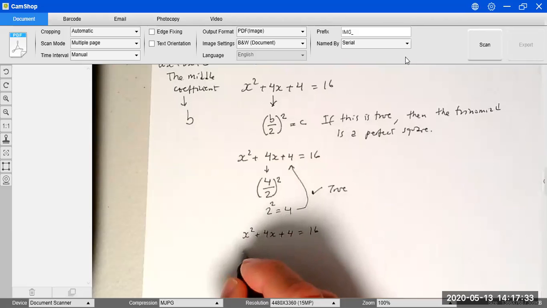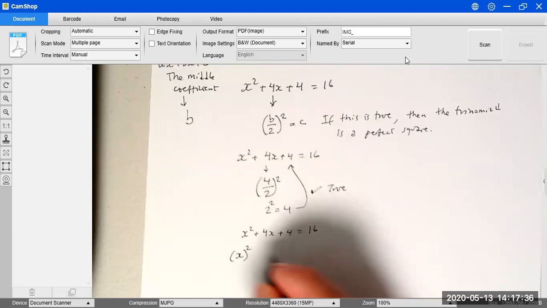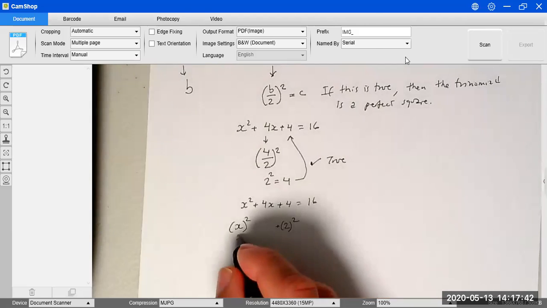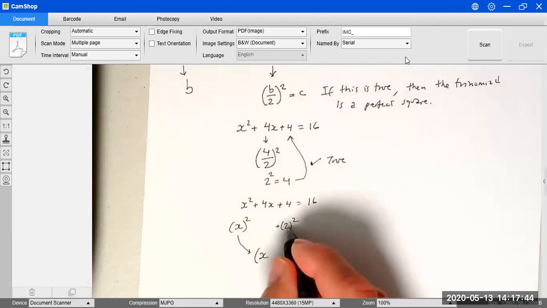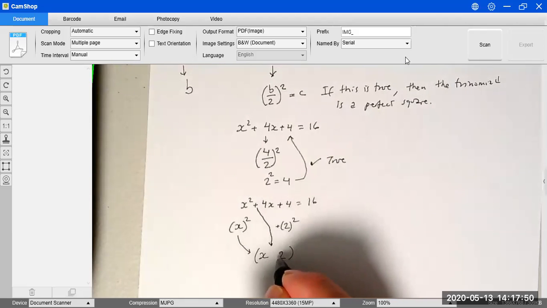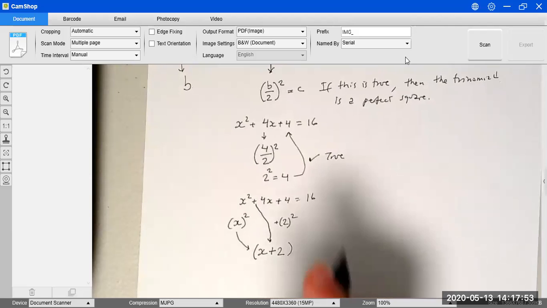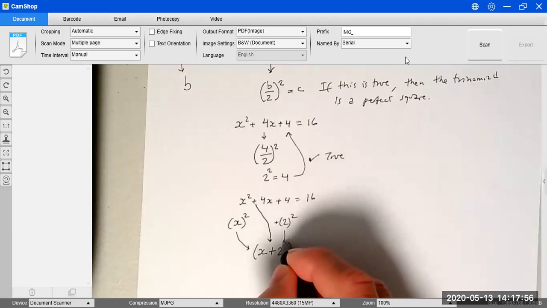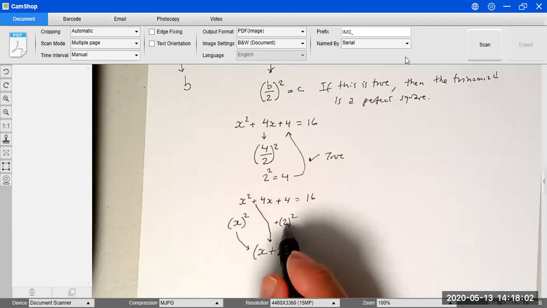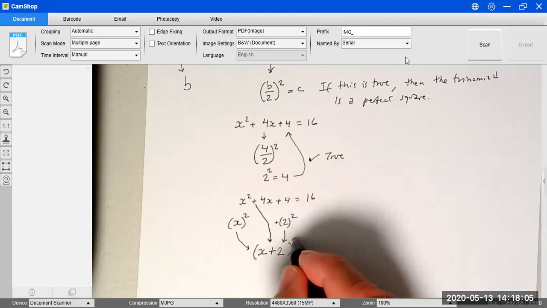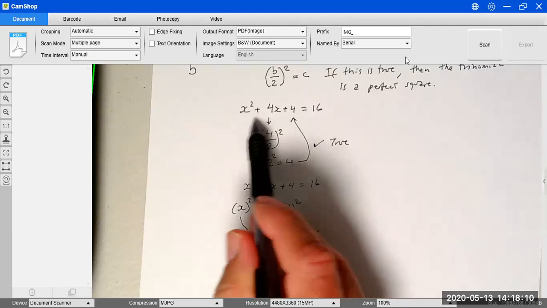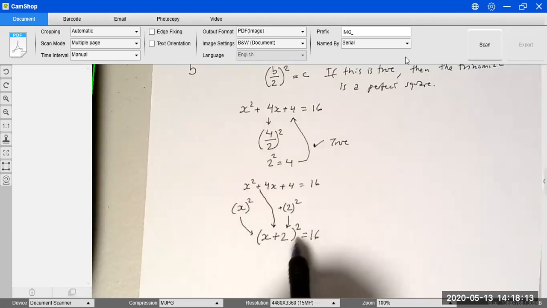So now, how do we write this as a perfect square? We're going to rewrite the first term as a perfect square, the last term as a perfect square. So we're going to use this x, we're going to use this number 2, and we're going to use the sign from the middle coefficient, which is a plus sign. So these are the three components, the x, 2, and the plus sign from the middle coefficient, and we can write this as a square. So now my trinomial is written as a perfect square.